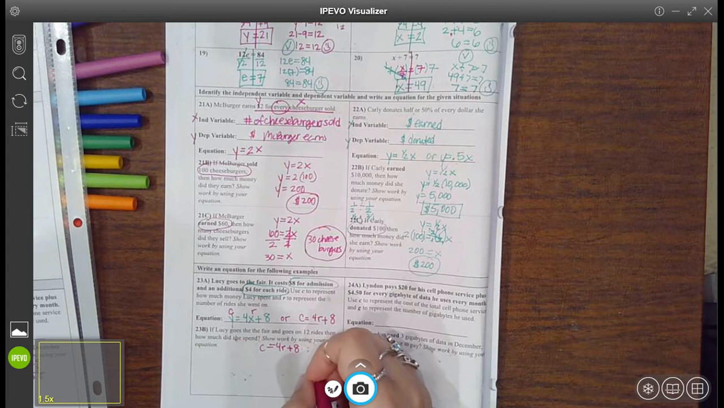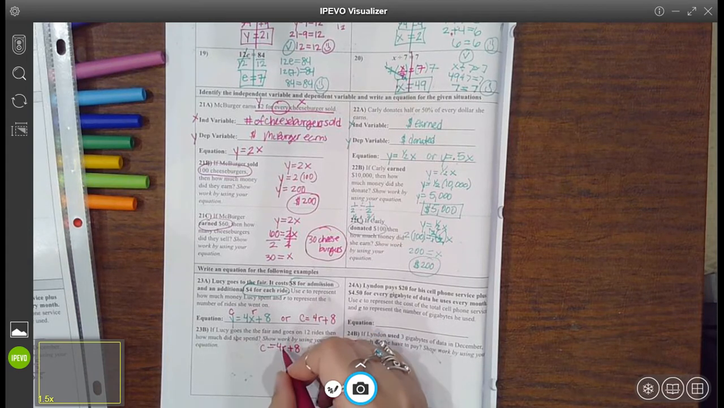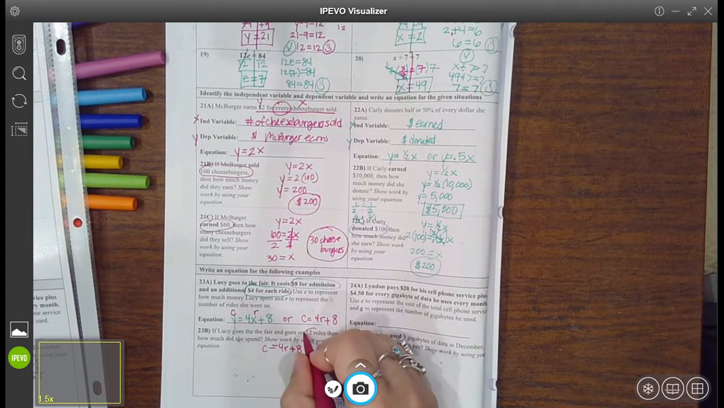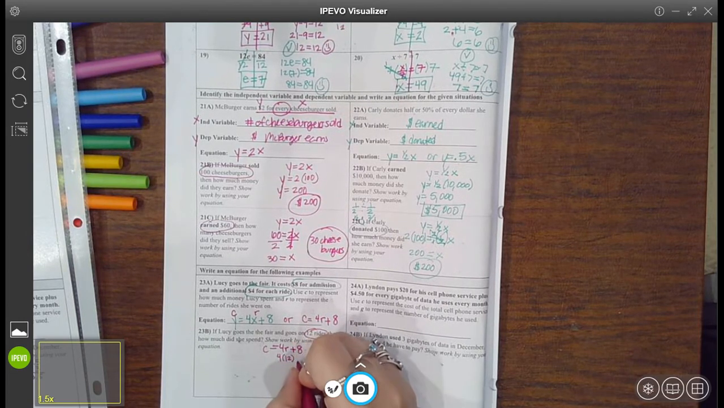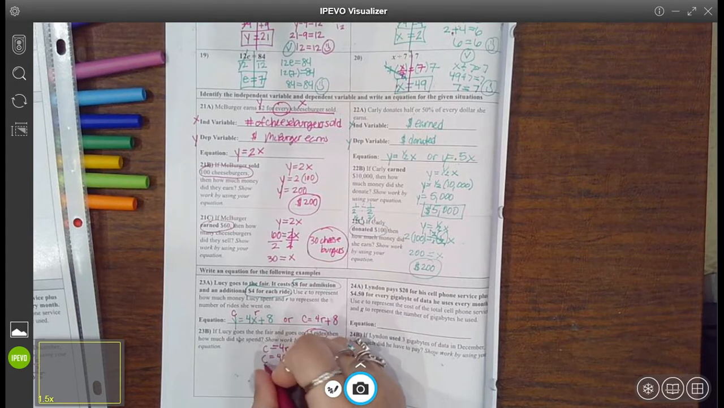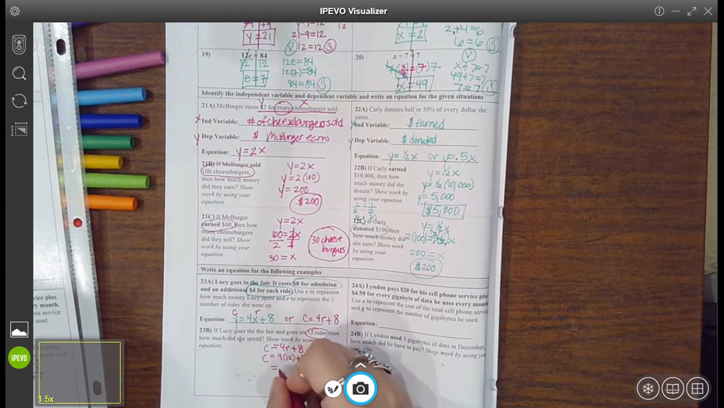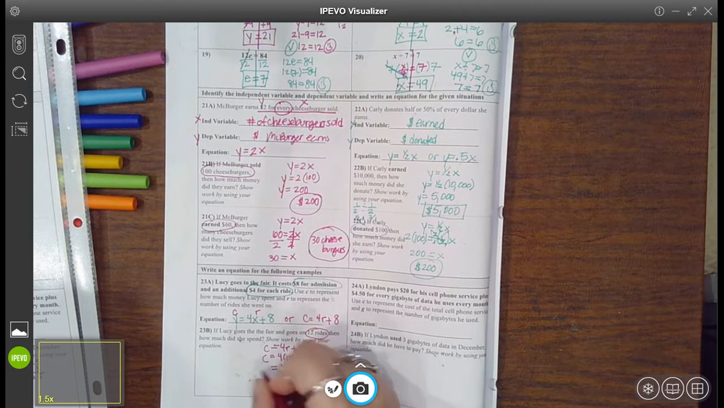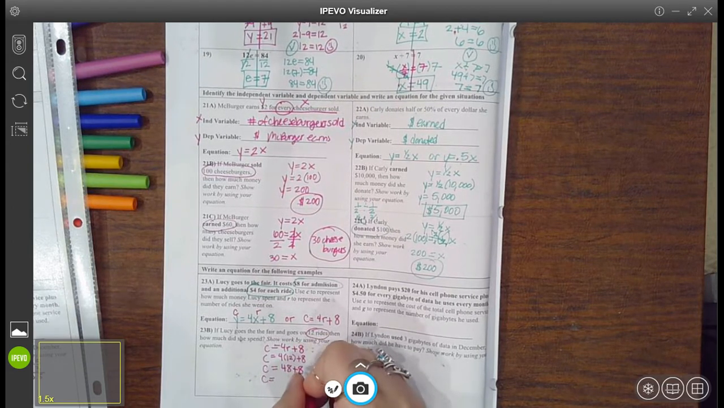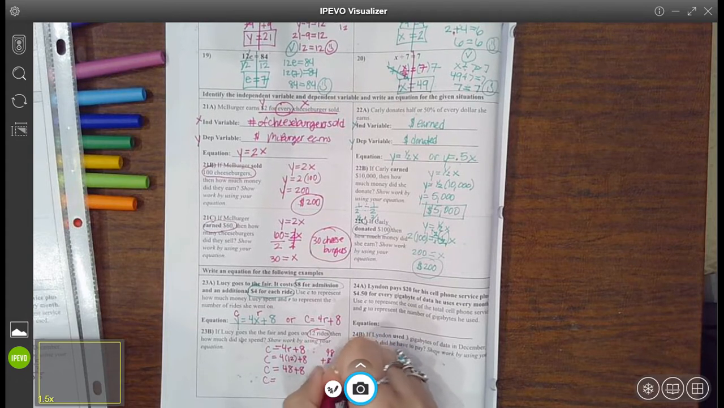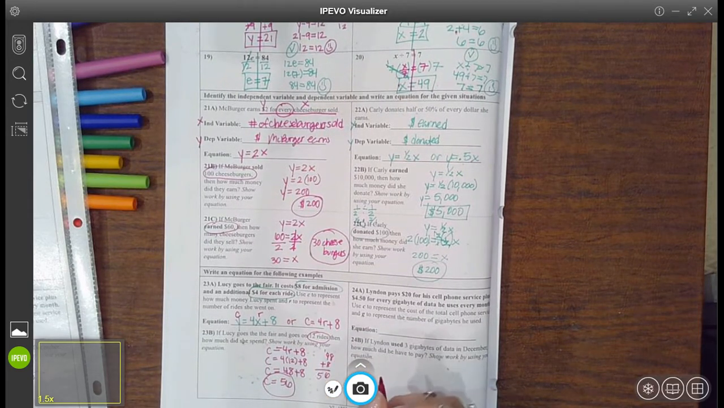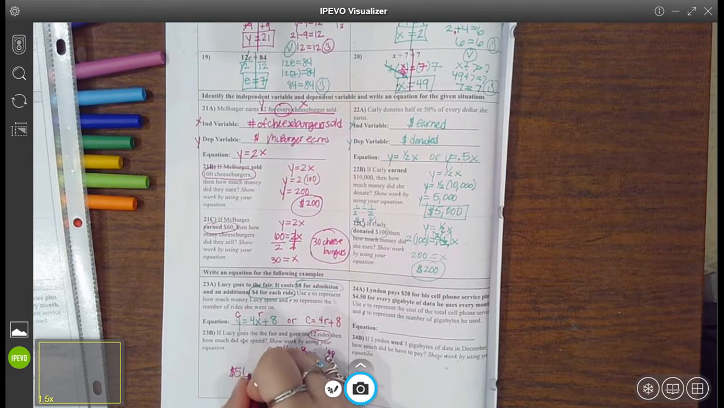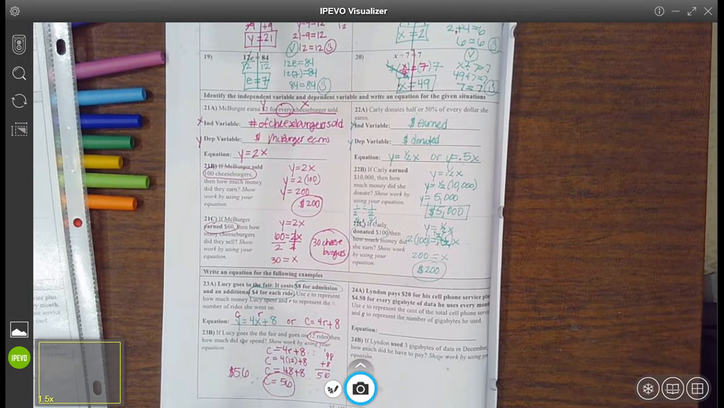Well, what do you think? Do I plug the 12 in for R or C? Hopefully you saw that it's talking about the number of rides, so I'm going to plug it in right here for the R. And then that will tell me the total cost. So 4 times 12 is 48. Then you're going to add 8 to that. Well, 48 plus 8 is 56. So it would cost $56 to go to the fair and ride 12 rides.